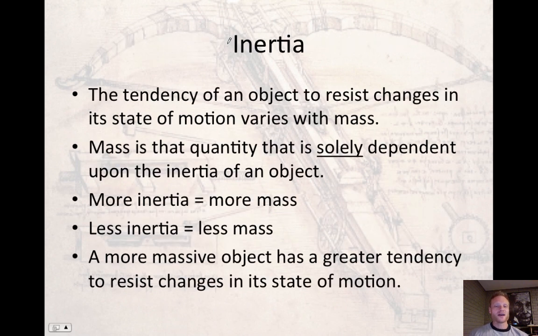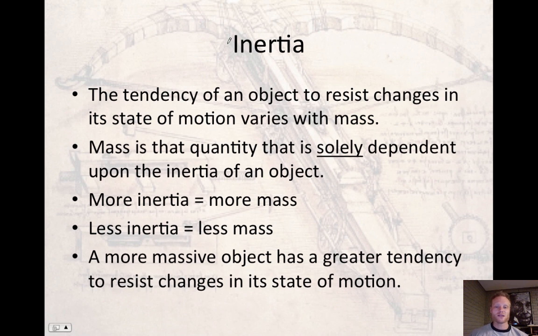So what is inertia? Basically, inertia is just the tendency of an object to resist change. And the tendency for an object to resist change varies upon its mass. So mass is the quantity that is solely dependent upon the inertia of an object. If an object has more inertia, it has more mass, or vice versa. If it has more mass, it will have more inertia. If it has less inertia, it'll have less mass. So mass is the key quantity that inertia is dependent upon. A more massive object has a greater tendency to resist changes in its state of motion.